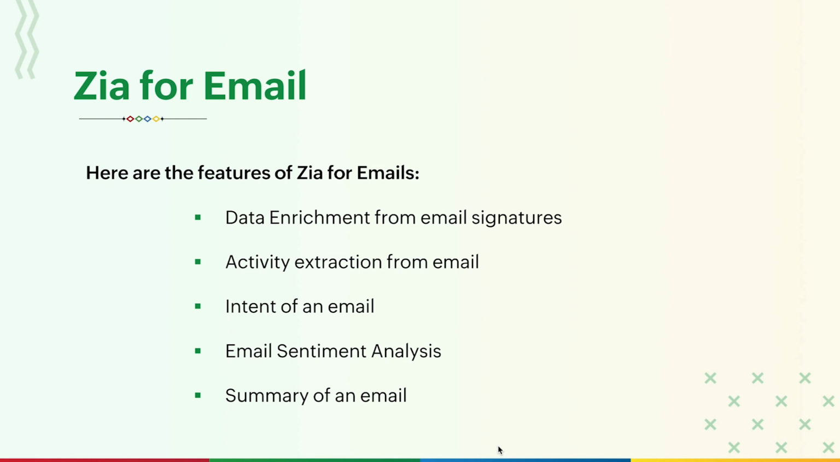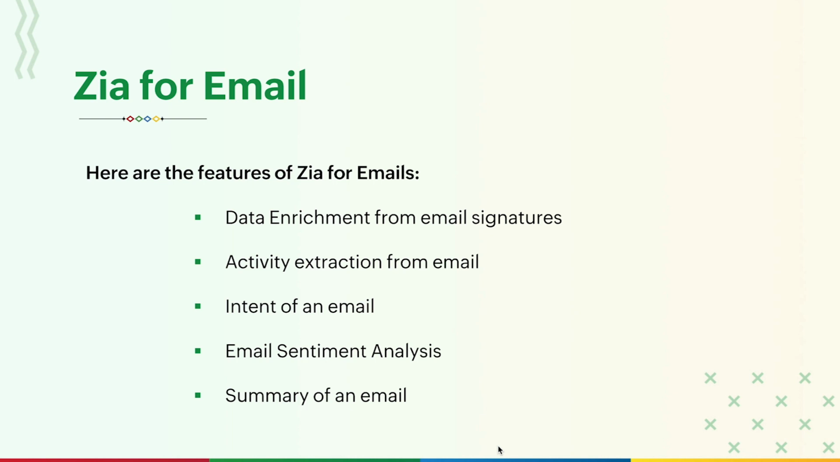ZIA for email comprises of the following features: data enrichment from email signatures, activity extraction from email, intent of an email, email sentiment analysis, summary of an email. Now let's take a brief look at these features. Data enrichment from email signatures.